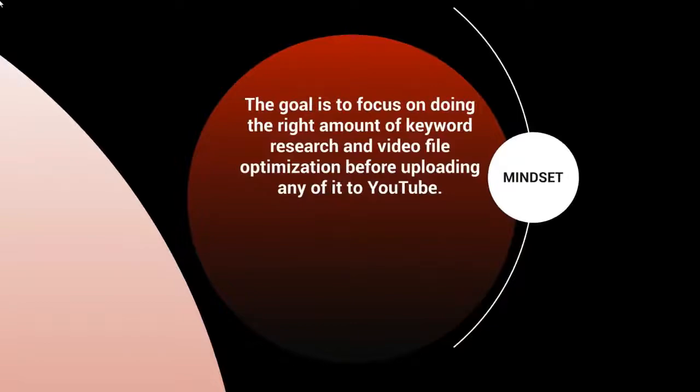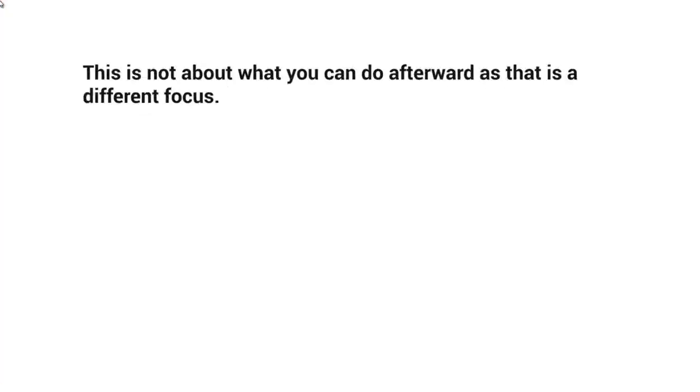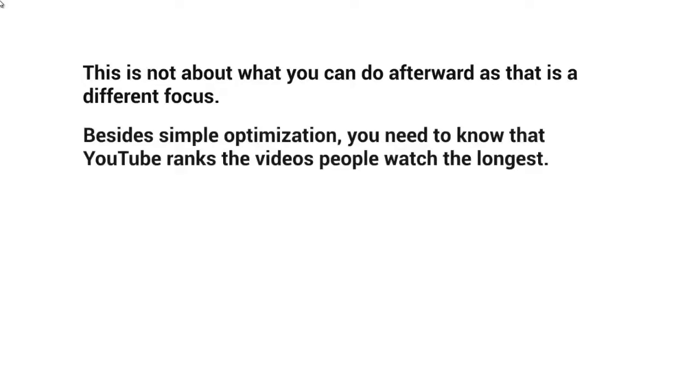So I want to first start out by saying the goal is to focus on doing the right amount of keyword research and video file automation before actually uploading any of it to YouTube. Essentially this is all about what most people forget about doing before making their YouTube video live. Most people think about what to do after they upload the video. They don't really think about what they have to do before making it live. So this is not about what you can do afterwards, as that is a totally different focus, but rather before.